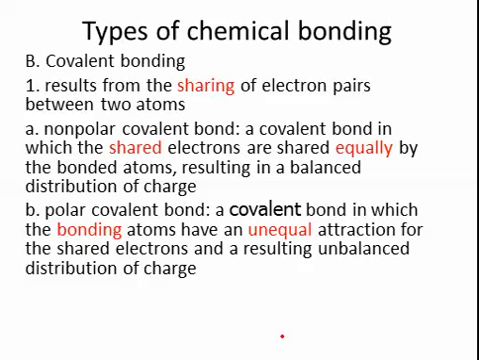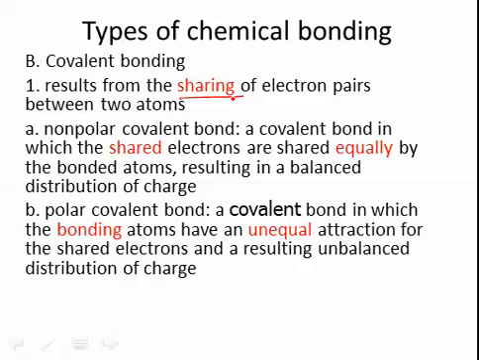The other main type of chemical bond is what's called a covalent bond. And this results from the sharing of electron pairs between two atoms. And there are two types of covalent bonds. You can think about this if you have to share something, like let's say you have to split a pizza with your sister or your brother. Just because you're sharing it, does that mean everybody gets it equally? Or maybe you have to share a car or something else like that. Sharing doesn't always mean equal.